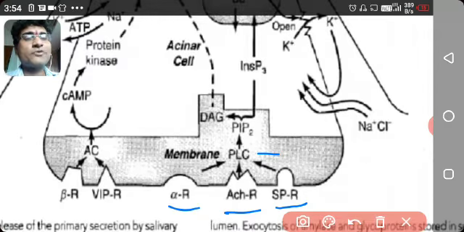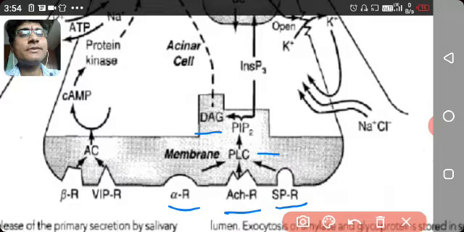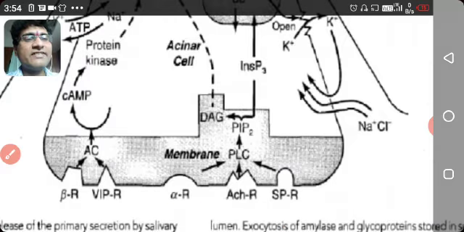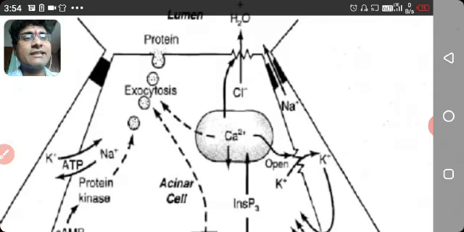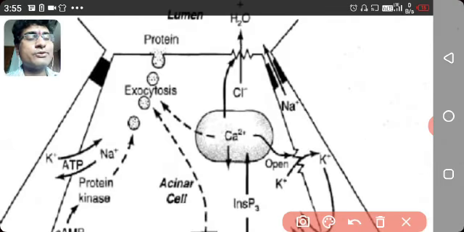splits phosphatidylinositol bisphosphate into two substances. Number one, DAG, that is diacylglycerol, and number two, inositol triphosphate. Now when this inositol triphosphate is activated, then this goes inside the endoplasmic reticulum where the calcium is stored.